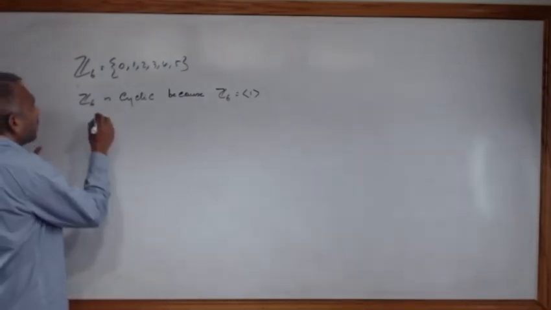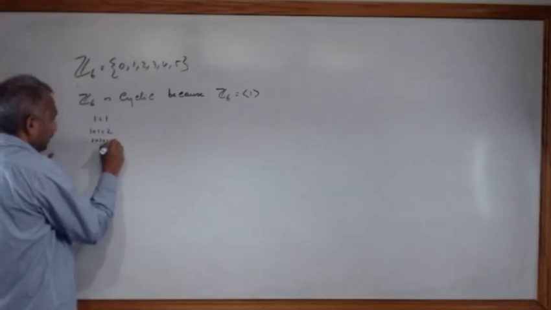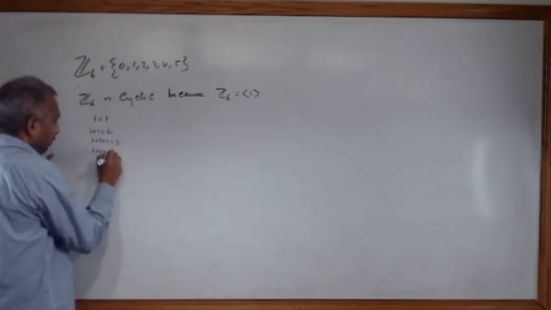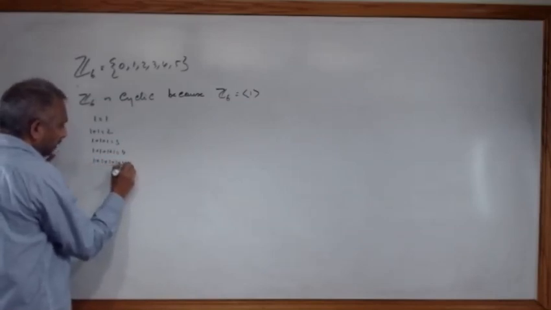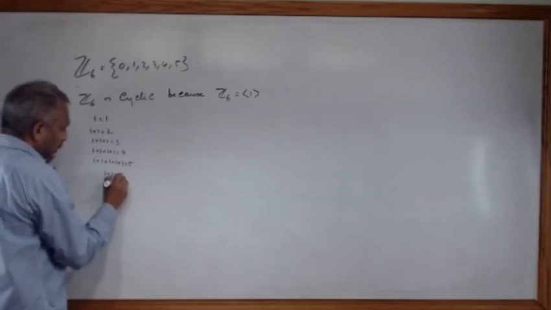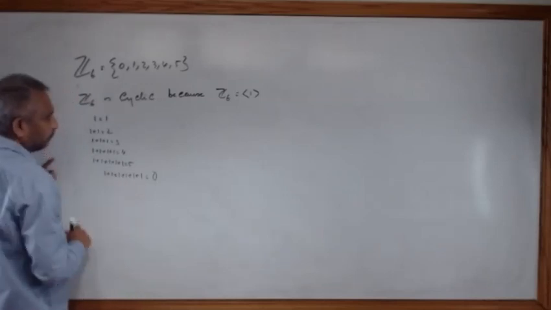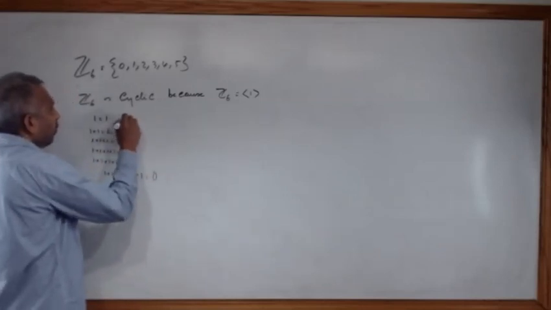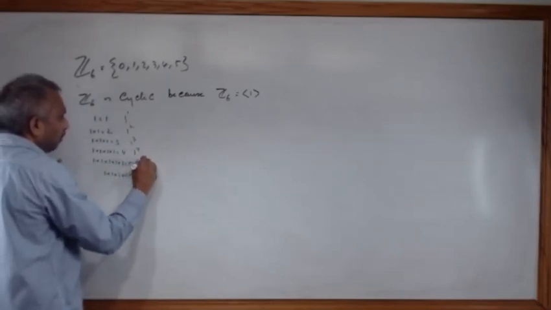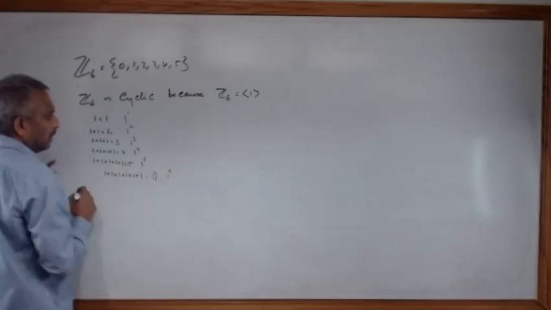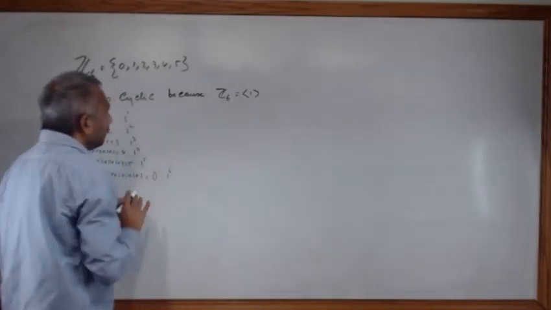Why? Because 1 is equal to 1, 1 plus 1 is equal to 2, 1 plus 1 plus 1 is equal to 3, 1 plus 1 plus 1 plus 1 is equal to 4, 1 plus 1 plus 1 plus 1 plus 1 is equal to 5, and 1 added 6 times is equal to 0. So this is actually 1 to the power of 1, 1 to the power of 2, 3, 4, 5, and this is 6. So we have the whole 0, 1, 2, 3, 4, 5 in here. So this is a cyclic group.